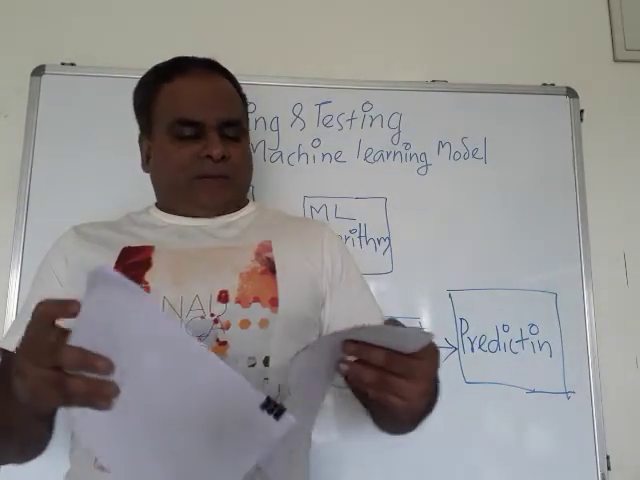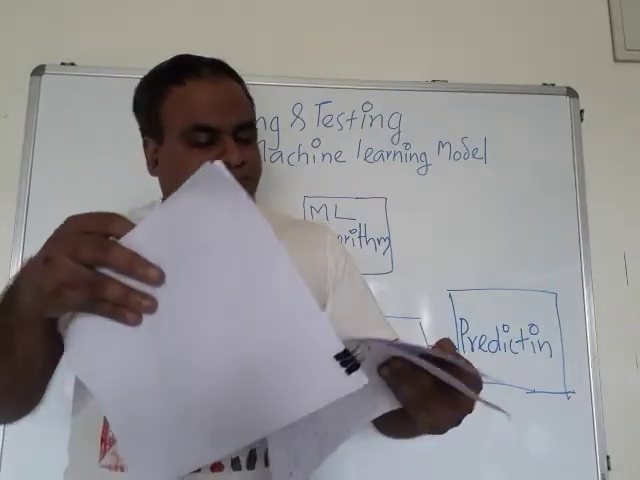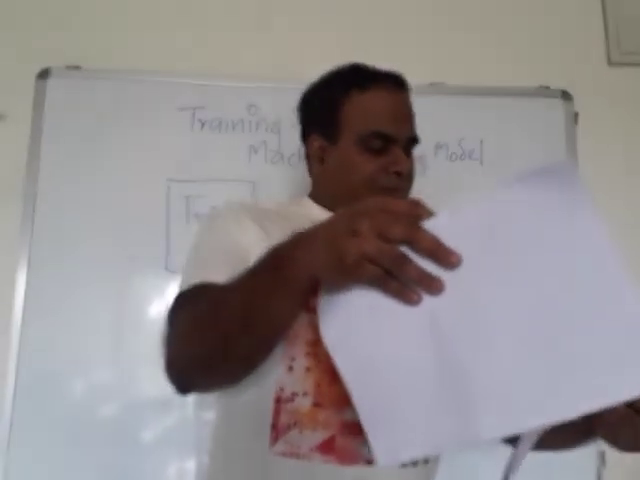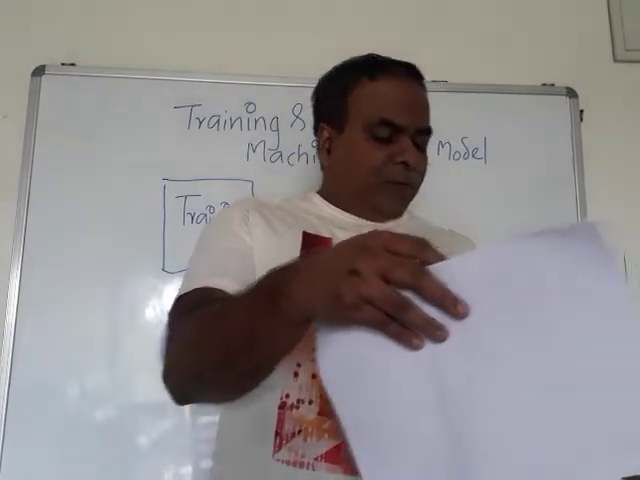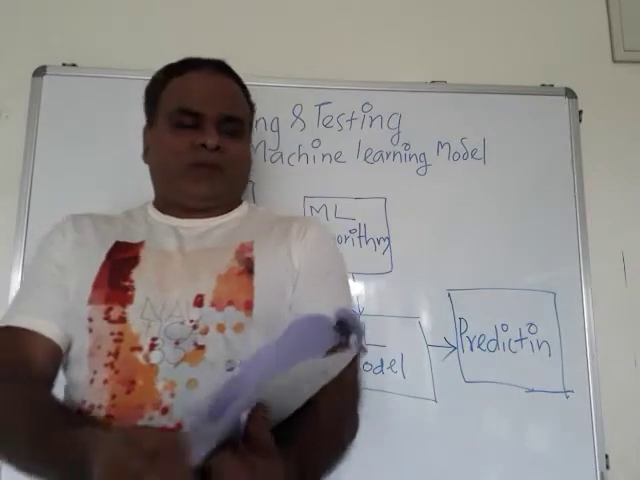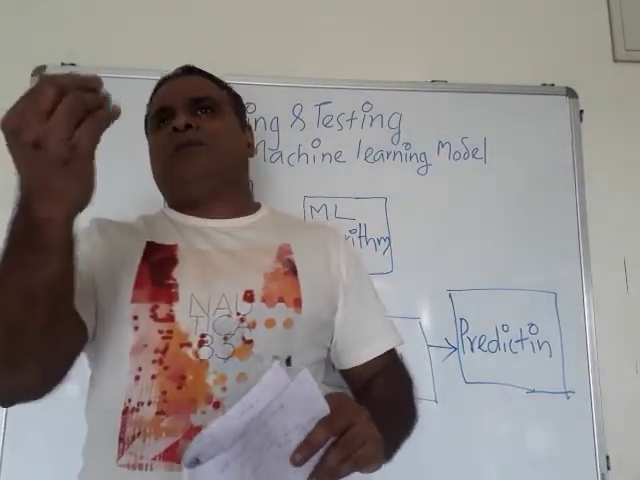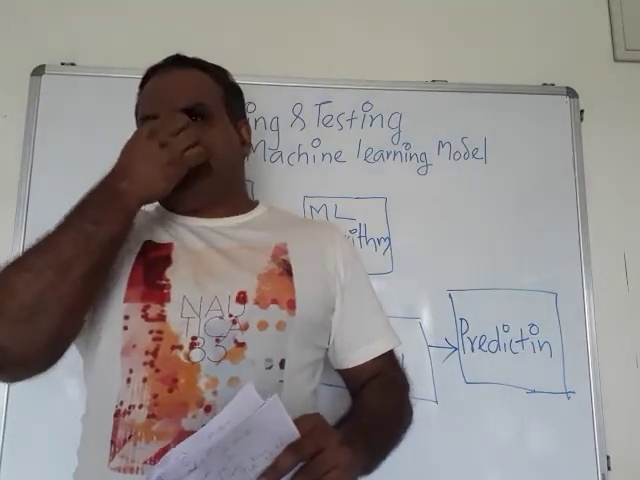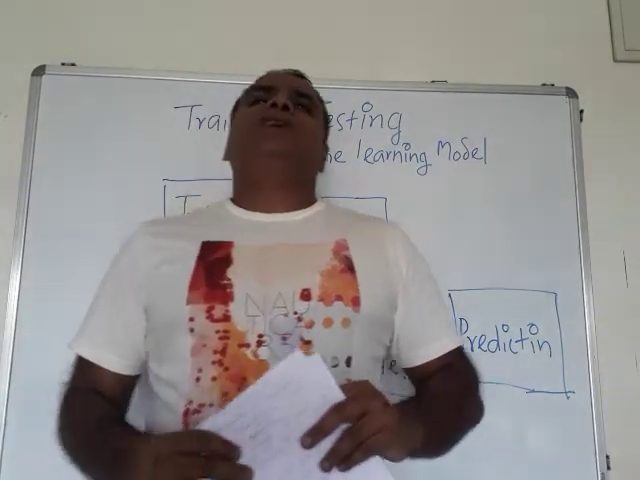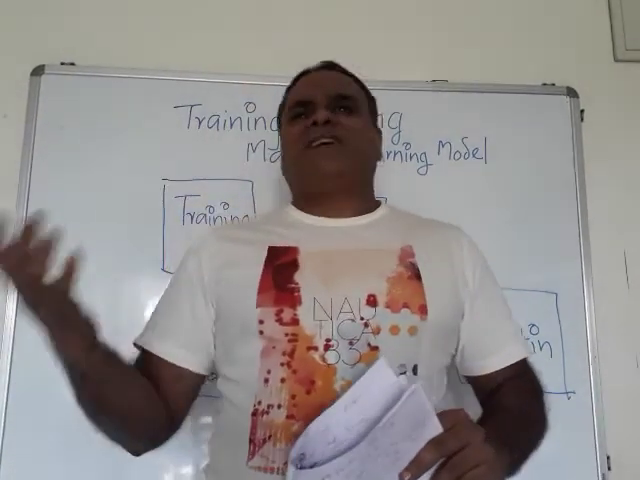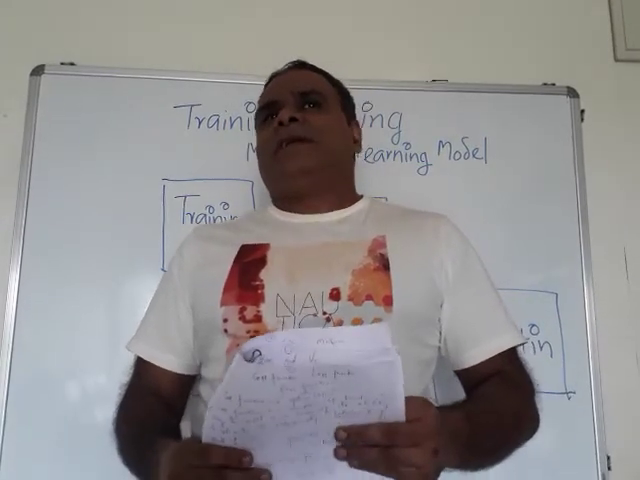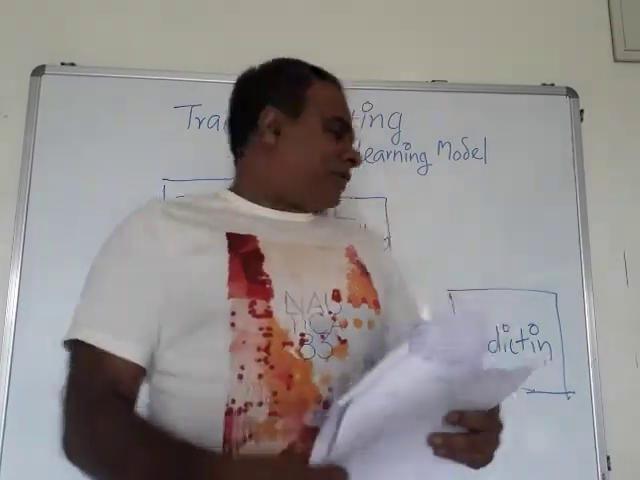So one more point I told you: the output we normally call it as, see, in a normal program we have input and output. For a machine learning model, the output we usually call the target vector or target variable. So that is one important aspect.